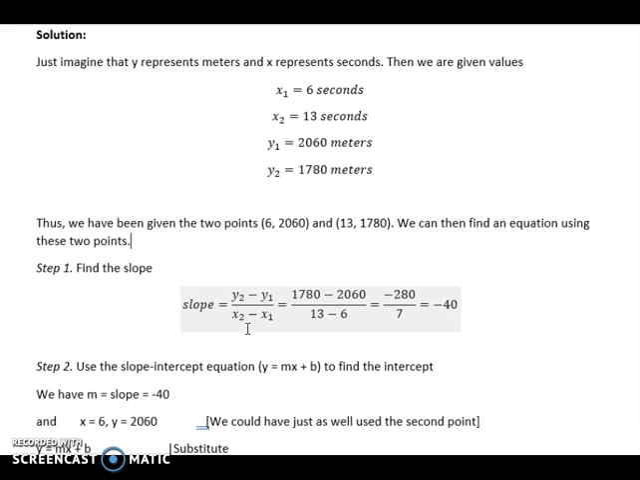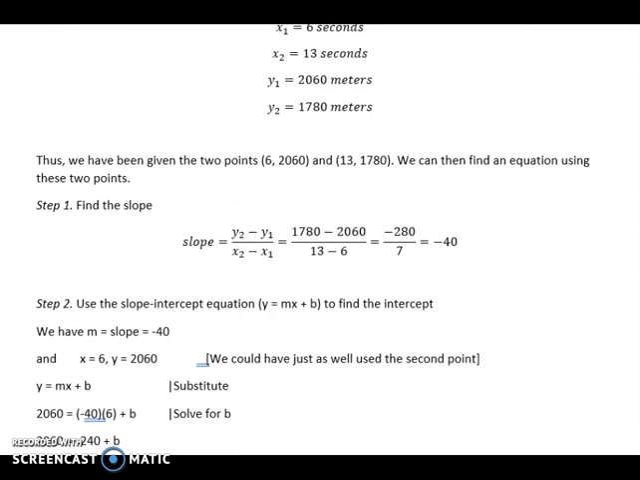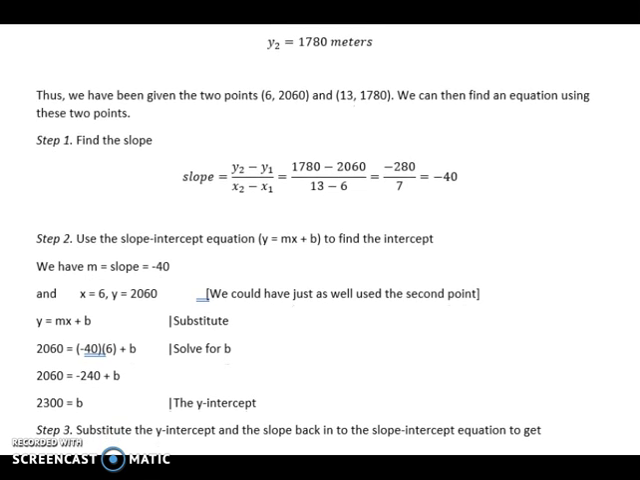First, we'll find the slope. We'll find the change in the y values over the change in the x values. So we have y2 is 1,780 minus y1, which is 2,060. That equals negative 280. Then we have x2, which is 13, minus x1, which is 6, which is then 7. So we reduce this to get negative 40 for the slope. That's the change in y with respect to x. So we have the slope.